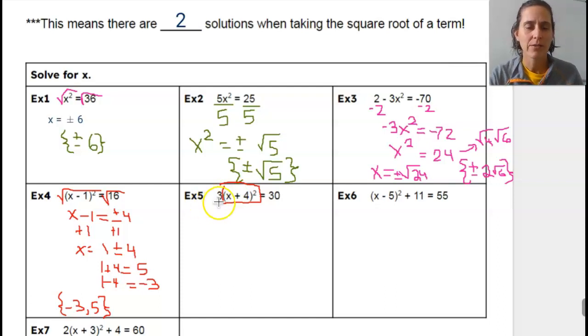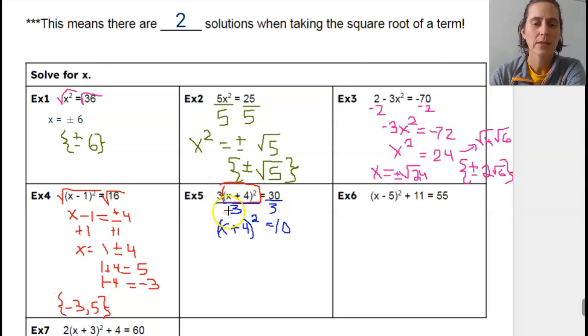So we're going to divide by 3 on both sides, so we get (x + 4)² is equal to 10. Now you can see that there is nothing else that is being squared. So now we are ready to take the square root on both sides. When we do that, we get x + 4 is equal to positive or negative square root of 10. And there's one last step to get x by itself, and that would be to subtract 4. And any whole number gets written before the plus or minus sign.